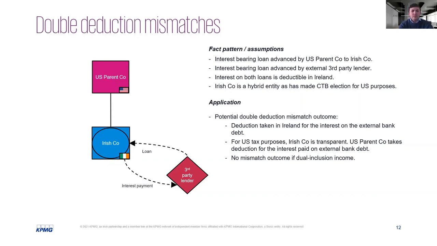And so here, the Irish company is earning income on its trading activities. And because it's a disregarded entity from a US perspective, the trading profit that's earned by the Irish company also flows up to the US company, and so it's subject to tax in the US. So here we have a deduction for the interest payment in Ireland, a deduction for the interest payment in the US, but that same income that's earned by the Irish company is also subject to tax in Ireland and the US. So we have dual inclusion of the income, and so a mismatch outcome doesn't arise as a result.